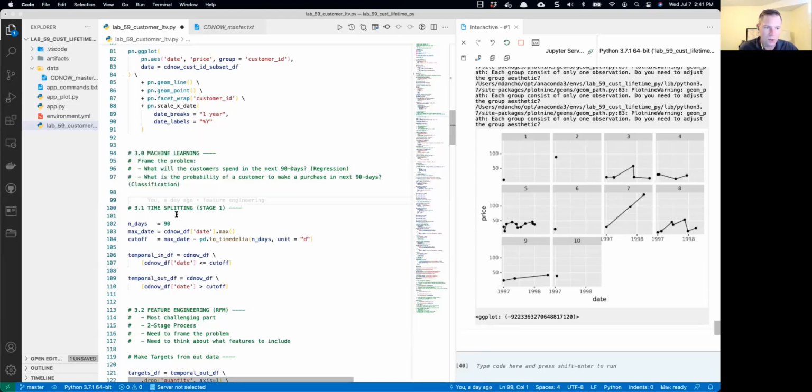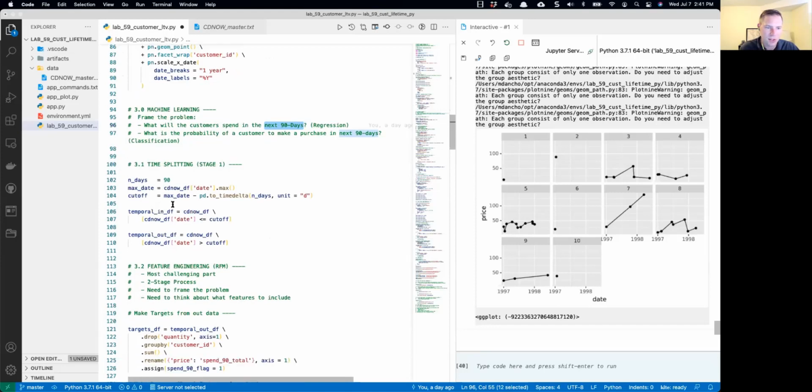In order to do this, there's a time element because we're talking about the next 90 days. So we have to do what's called temporal splitting, or splitting by time. That's the first thing we're going to do in stage 1 here. We're going to split this data up by time, and create a set that we're going to use for developing our target features, and then we're going to use the other data to develop our RFM features.